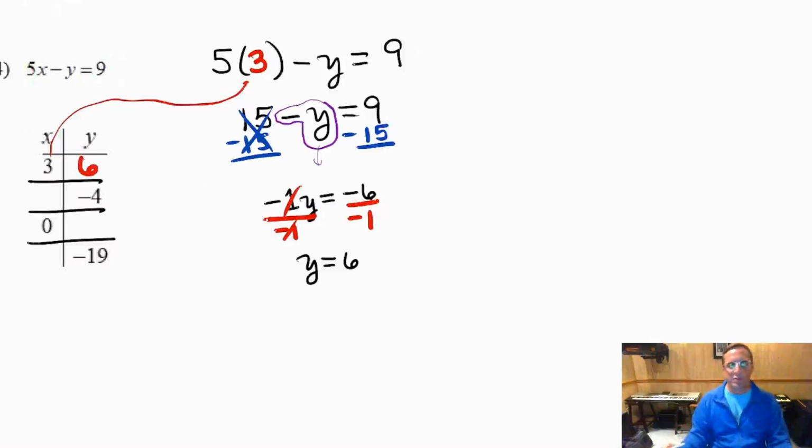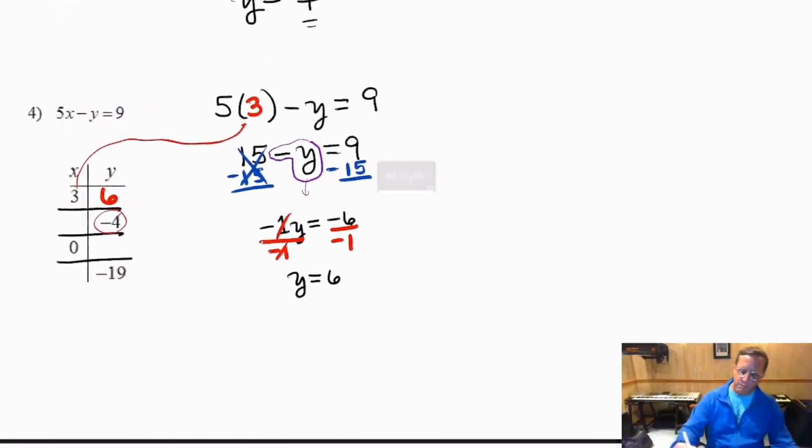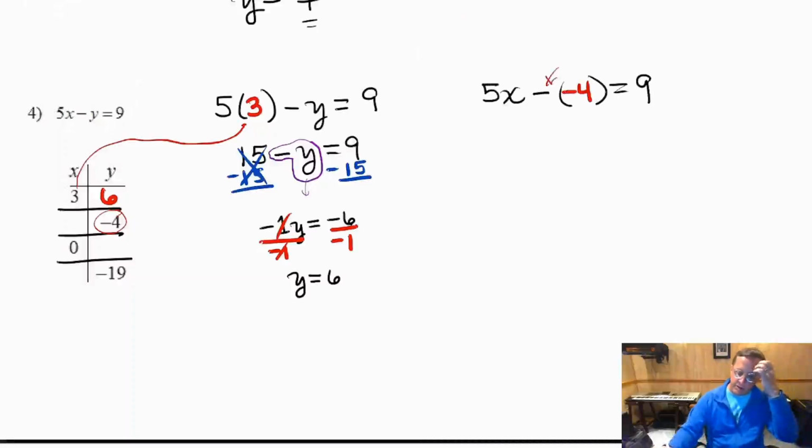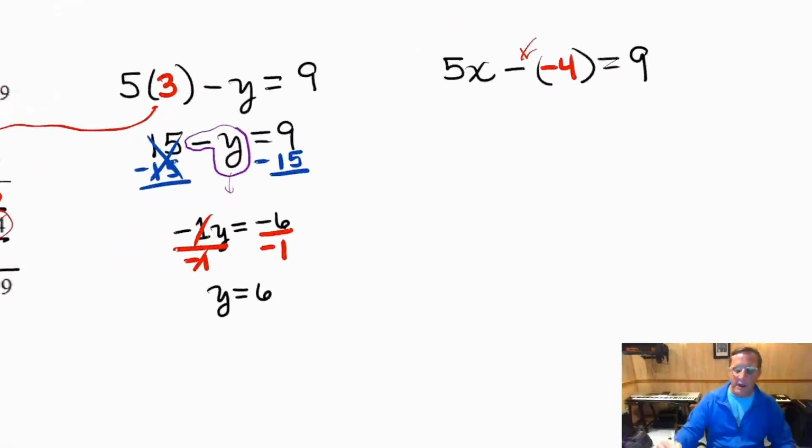So there's your first y. Now the next one, we have the y value. So we're going to put all those values in. But this time we're going to replace the y. And we're going to put a -4 there. All right. Now notice there's a negative still there. So it's minus -4, which makes it +4. So I'm going to rewrite it. I'm going to write 5x plus 4 equals 9.